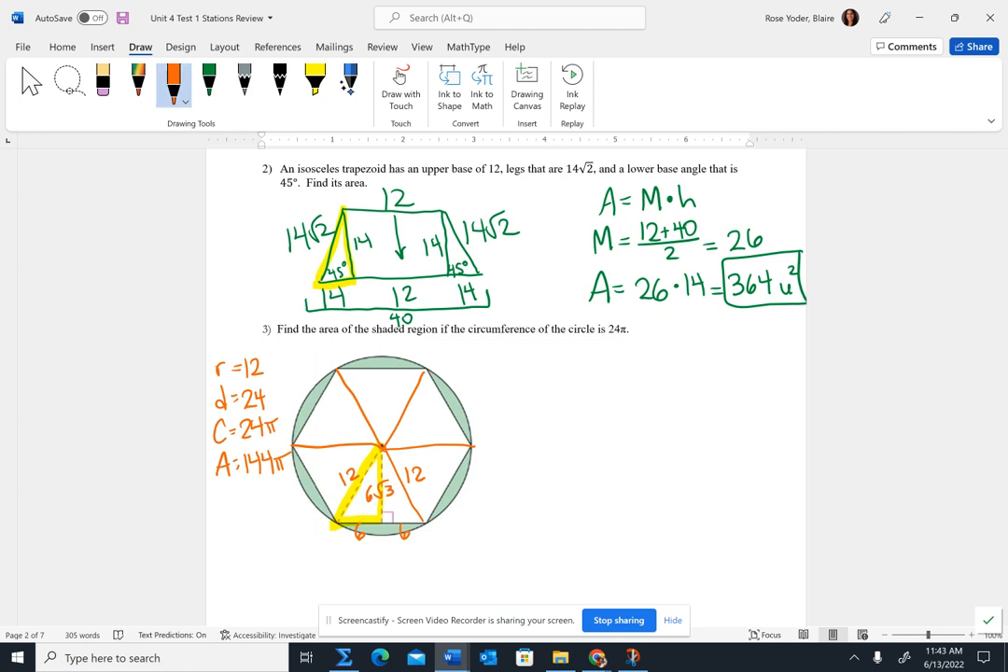So what I'm going to do to find the area of the hexagon is find the area of one triangle. It has a base of 12 and a height of 6 root 3. And then since it's a triangle, I have to divide by 2. And then, of course, the hexagon is 6 of those put together. So I need to multiply my 36 root 3 times 6.